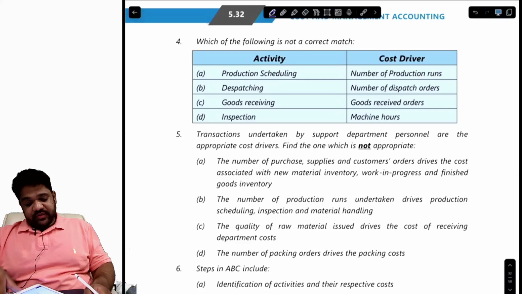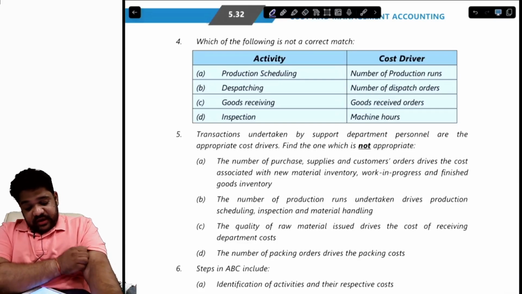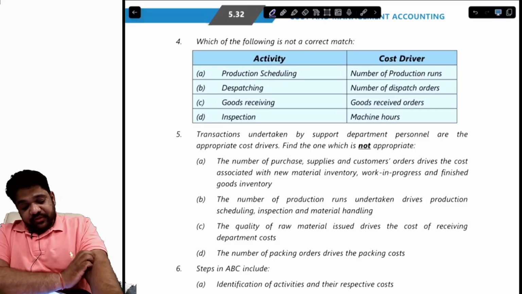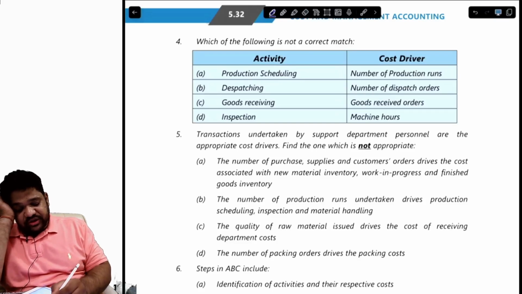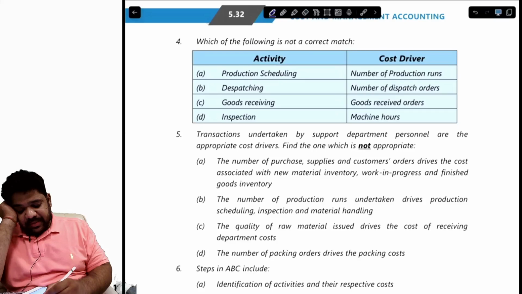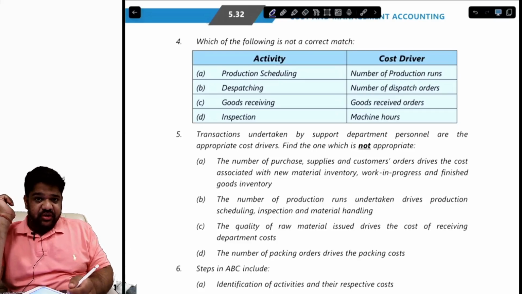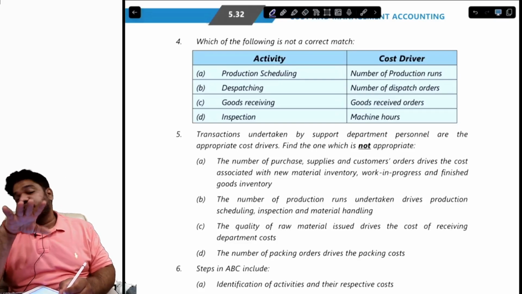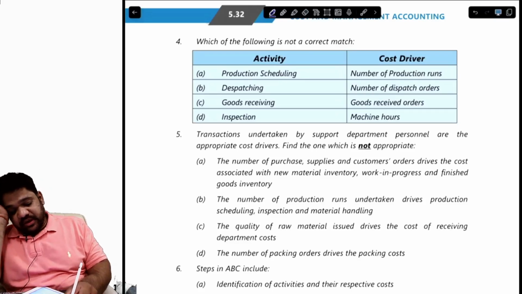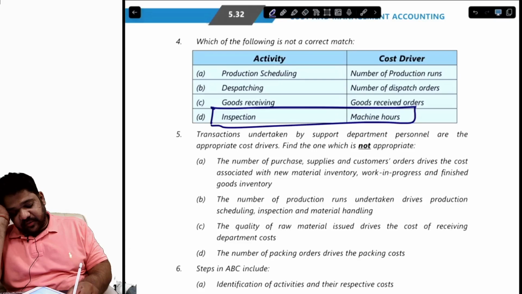Oh, nice. We have a match the following kind of a thing. Which of the following is not a correct match? You have production scheduling, the match is number of production runs. Fair. Dispatch, number of dispatch orders. Goods receiving, goods received orders. And inspection on the basis of machine hours. Now, this doesn't fit. The machine related cost could have been on the basis of machine hours, but this is a misfit.